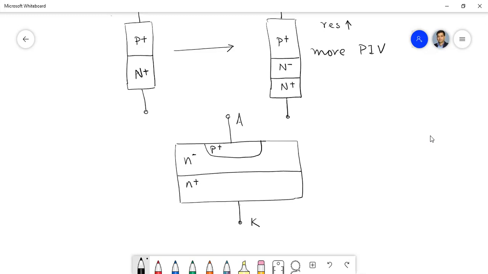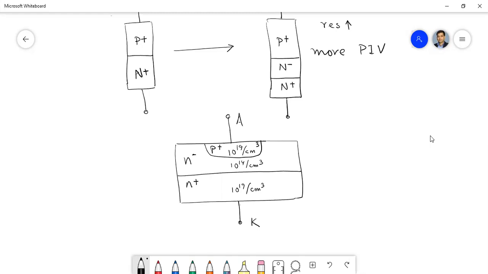Okay, now the density in that P plus layer is always 10 to the power 19 per centimeter cube. So that is the doping density of the P plus layer. The same density holds for the N plus layer also, 10 to the power 19 per centimeter cube. That is the carrier density. But in case of N minus, it comes down to 10 to the power 14 per centimeter cube.